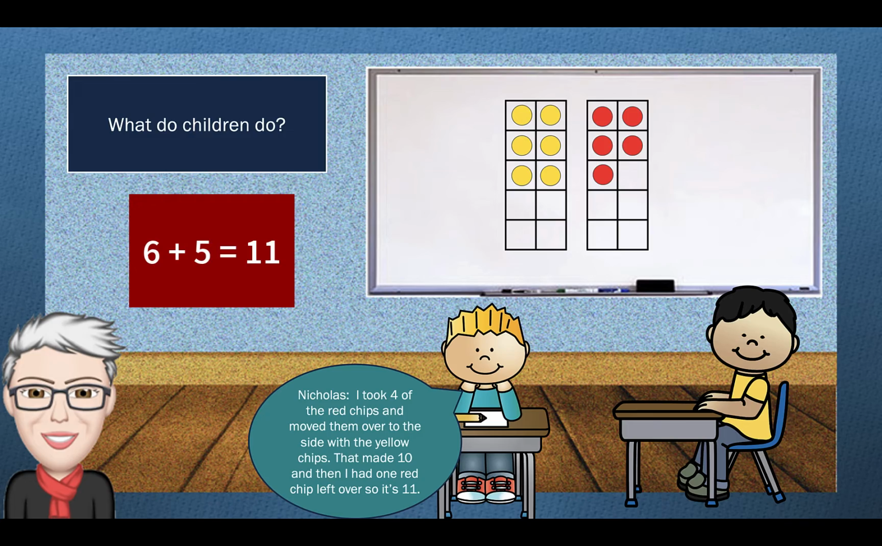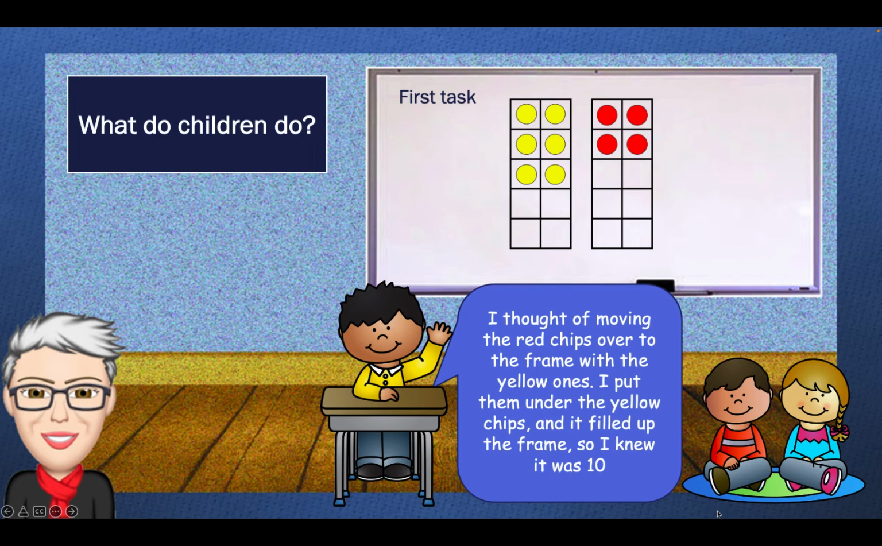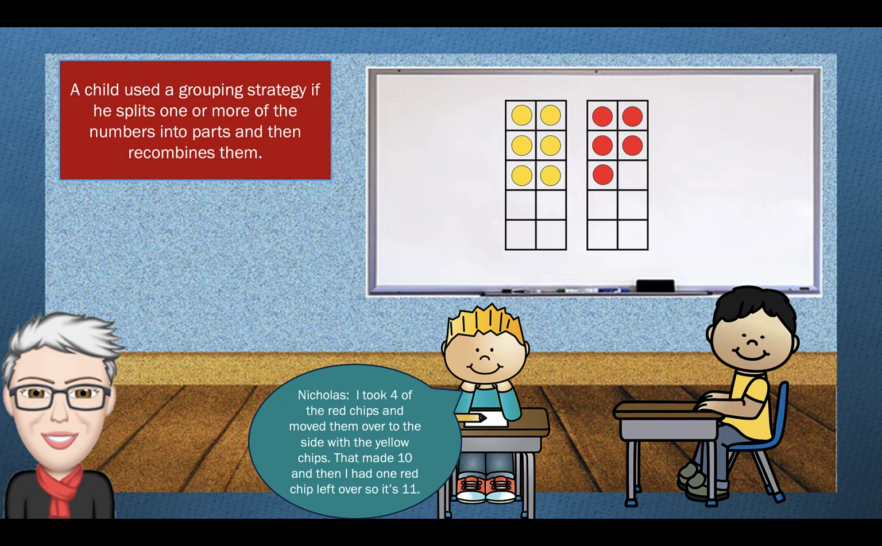Notice how it is similar to the solution Troy gave for the task that showed 6 chips in the first frame and 4 in the second frame. Troy thought about moving the 4 red chips from the second frame to the frame with 6 yellow chips to fill it up. We said that solutions of this type foster children's development of splits of 10 and of grouping strategies. We say a child used a grouping strategy if he or she partitions or splits one or more of the numbers involved into parts and then recombines them in some way.